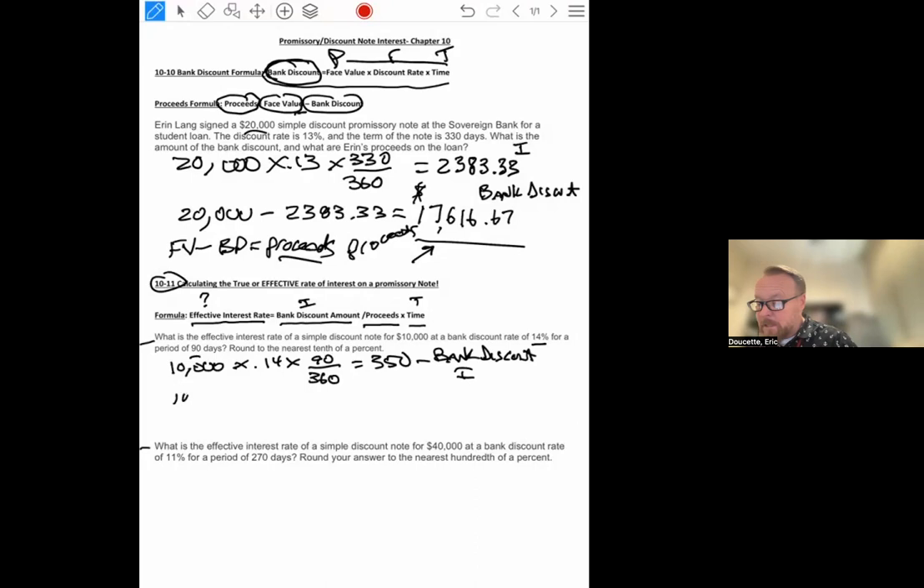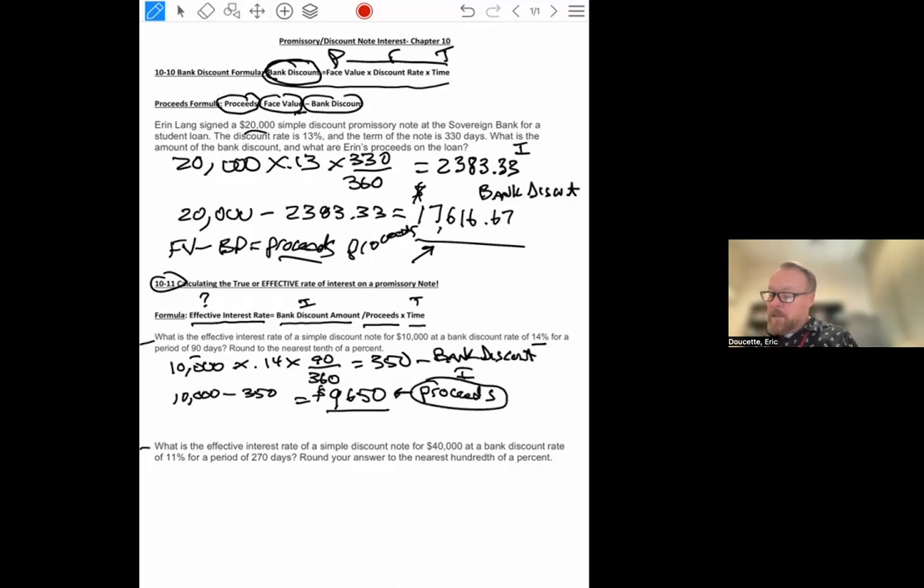So again, we need to do 10,000 minus 350, and that equals $9,650. So that's now the new, not the new face value, that's the amount that you would get in your loan. So that's your proceeds. And so the formula, if we look up here at the very top, for the bank discount is proceeds equal face value minus bank discount. So we just did that.